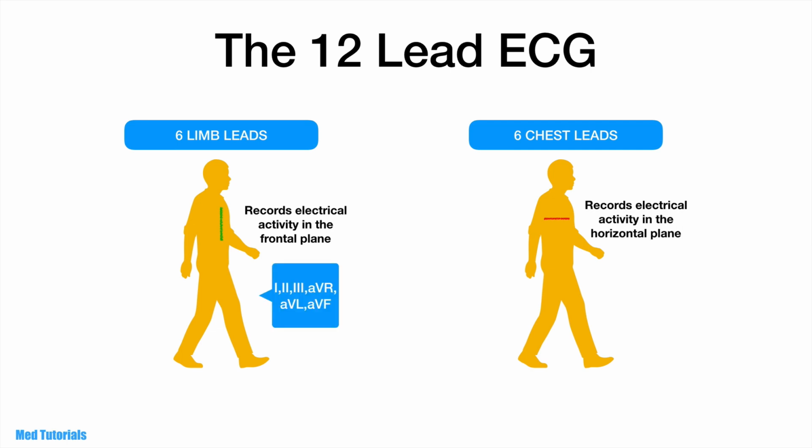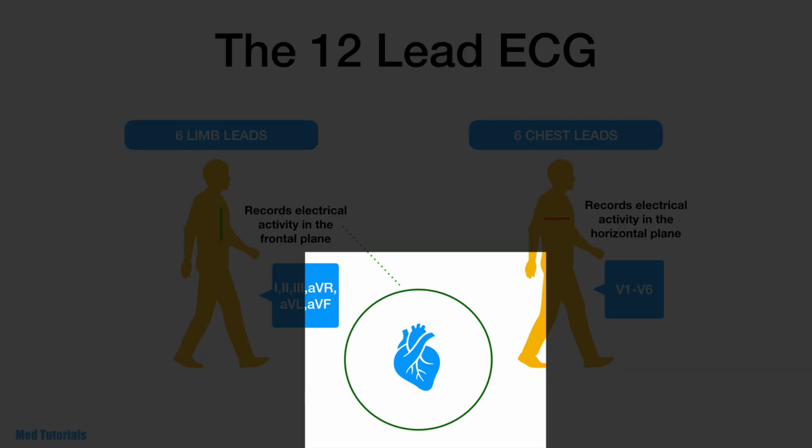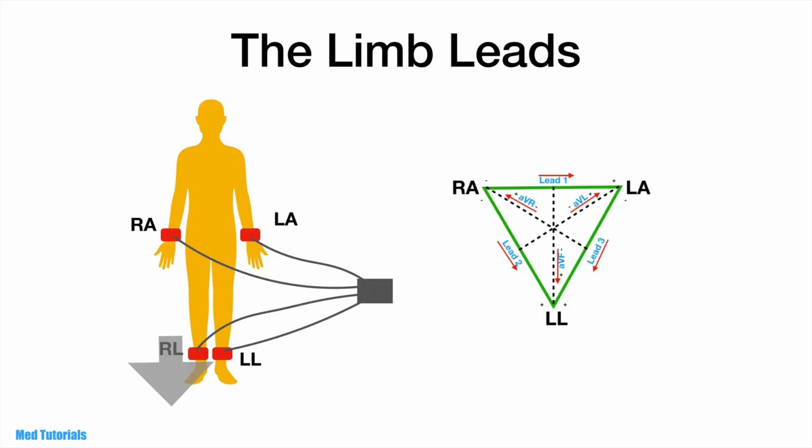The 6 limb leads are named 1, 2, 3, AVR, AVL and AVF, while the 6 chest leads are named V1, V2, V3, V4, V5 and V6. So to recap, the 6 limb leads look at the heart in the frontal, or we can say the vertical plane, while the 6 chest leads look at the heart from the horizontal plane to give us a 3-dimensional view of the electrical activity of the heart. Now we will look closely at how we get these limb leads.